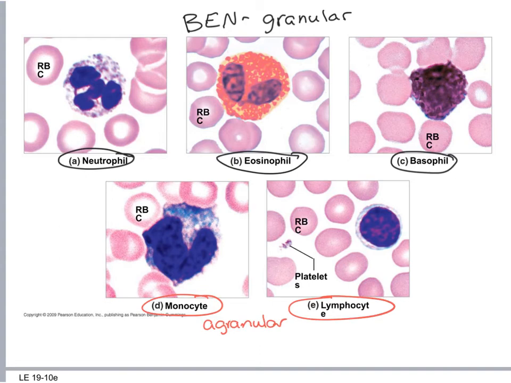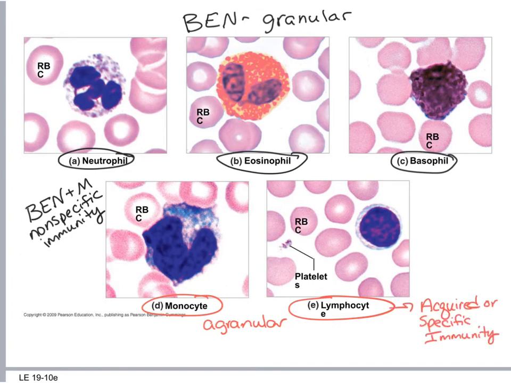Ben are the granular ones, ML are the agranular ones. So these, the Ben ones, the basophils, the eosinophils, the neutrophils, and the monocytes, those are all part of what we call non-specific immunity. And when we get to chapter 22, we will be talking more and more about non-specific immunity. And then the other ones, the lymphocytes, those are part of the adaptive or acquired. So it's more of a specific immunity.